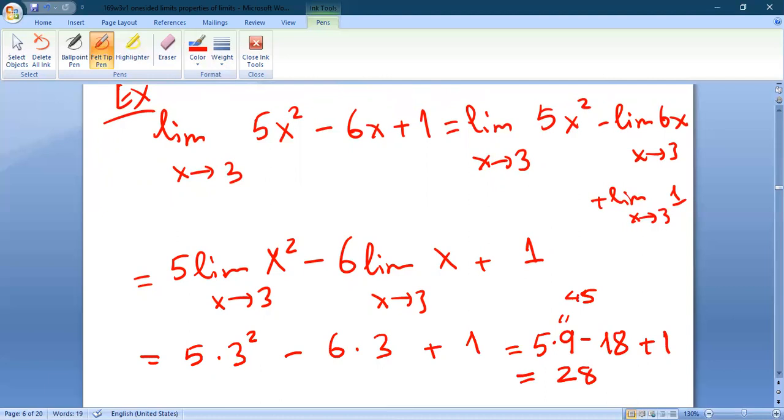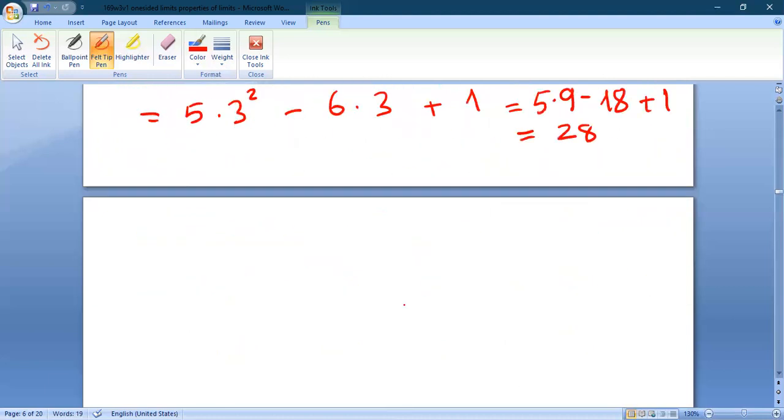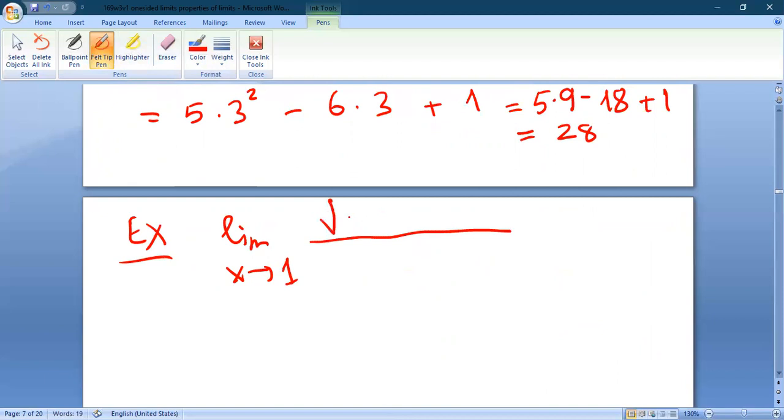Okay, so you can do many examples like that. Let me do one more. Let's say we have the limit as x goes to 1 of, let's say, the square root of x minus 1 over, let's say, x cubed plus 2x. Then what's going to happen? I'm just going to write first the limit on the top and on the bottom.